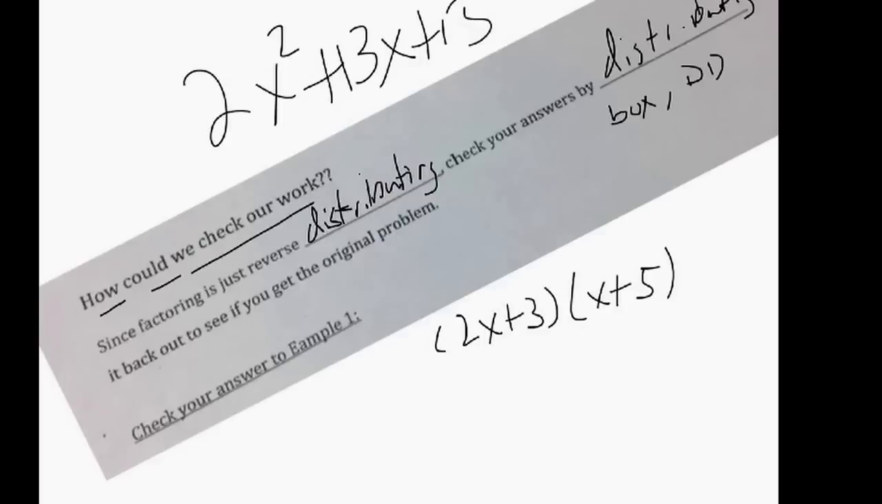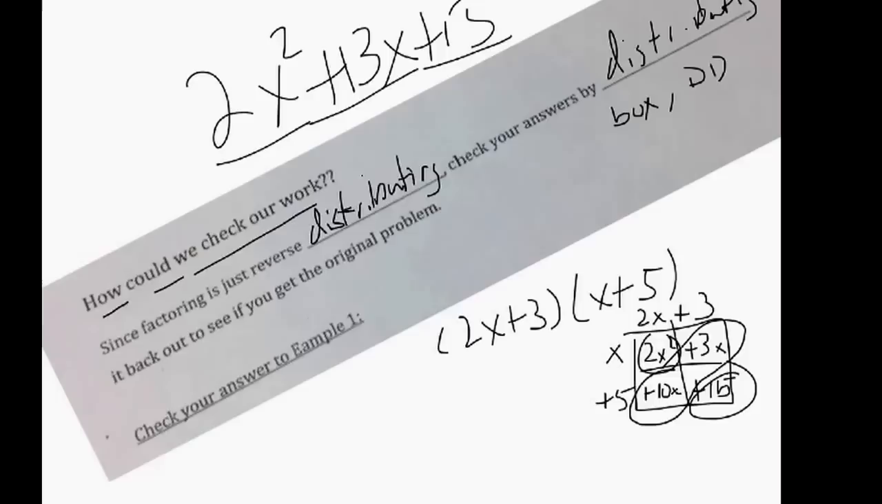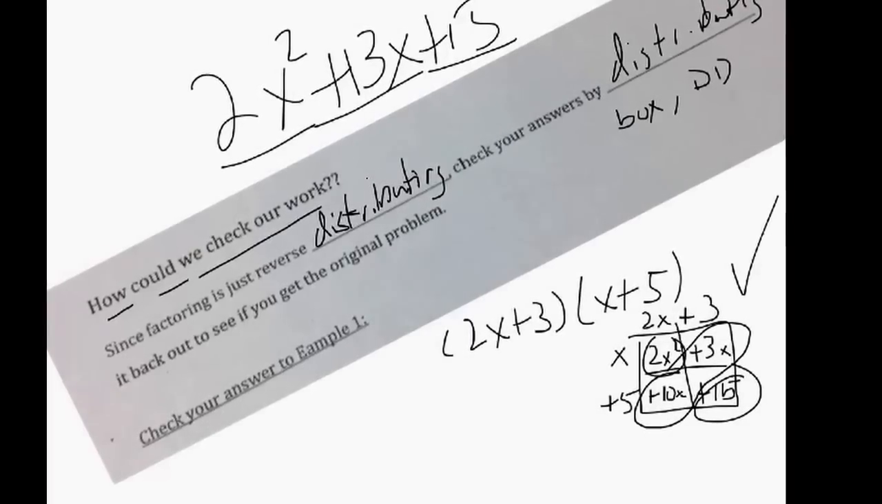Okay? I'm going to show you the box method here. If we do the box method with these, it would be 2x plus 3 across the top and x plus 5 down the side. X times 2x is 2x squared. X times 3 is a positive 3x. 5 times 2x is a positive 10x, and 5 times 3 is a positive 15. This is the first part of the answer, 2x squared. 10x plus 3x is the middle part of the answer. Plus 15 is the end. This shows you that it checks and works.